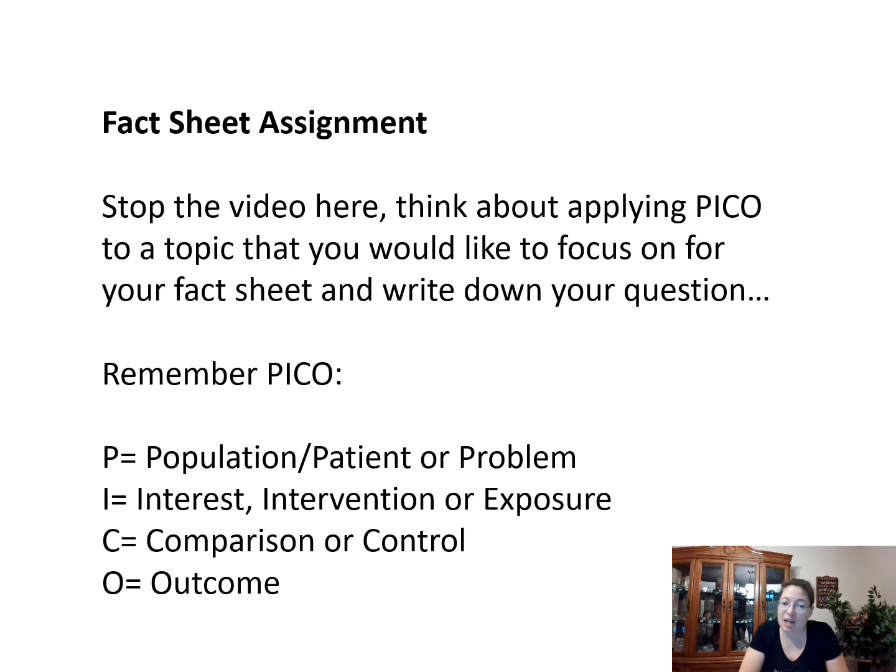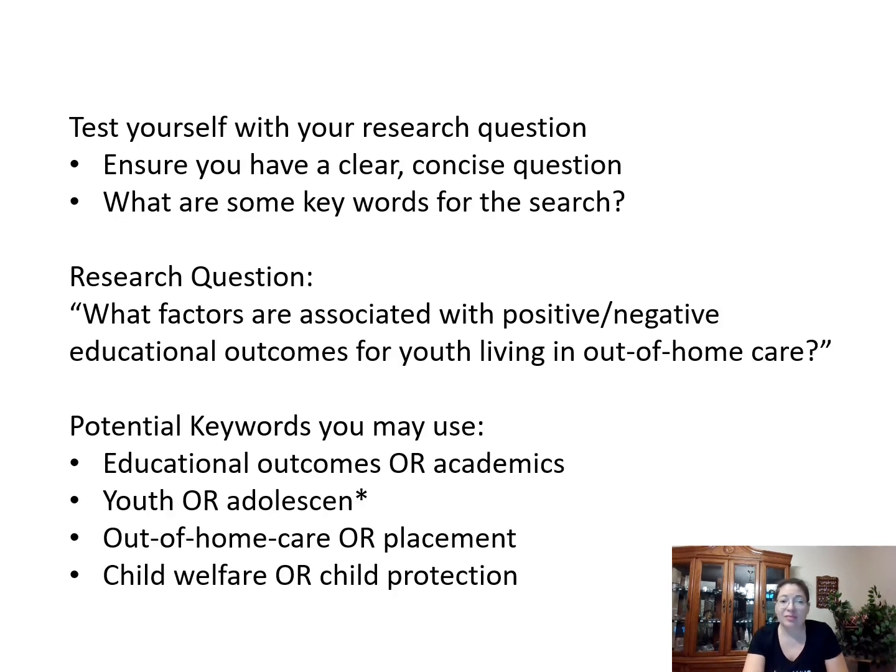So for the final assignment for this semester, you're going to be applying the PICO method to a topic that you would like to focus on for your fact sheet. So stop the video here and write down a potential question that covers the population, the interest, the comparison, and the outcome. Make sure that your question is clear and concise. And what could be, from this question, some keywords that you could use for your search?